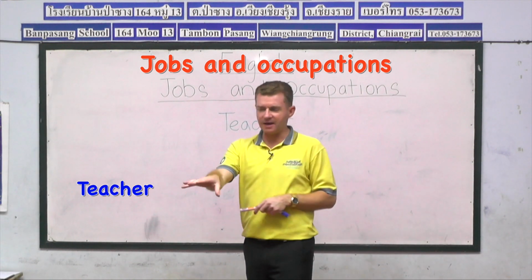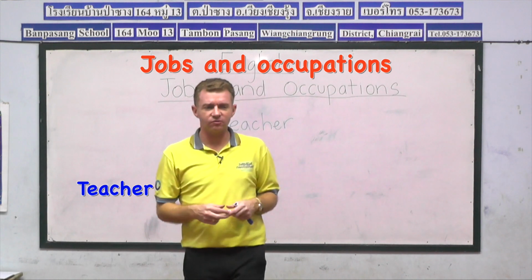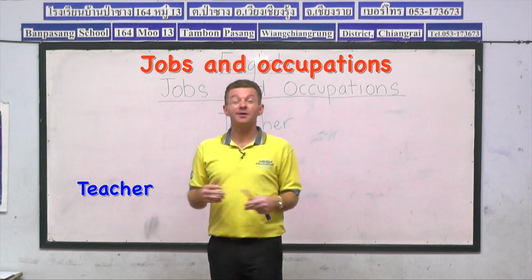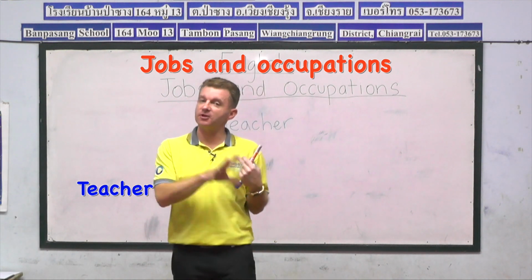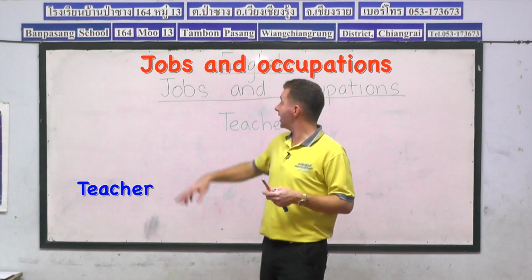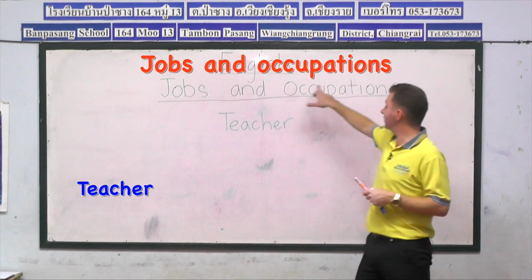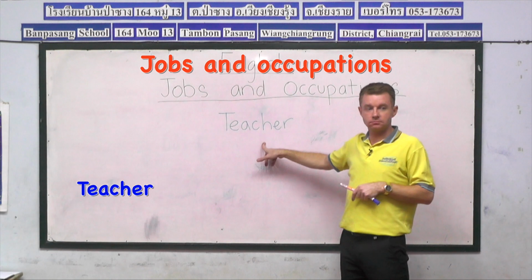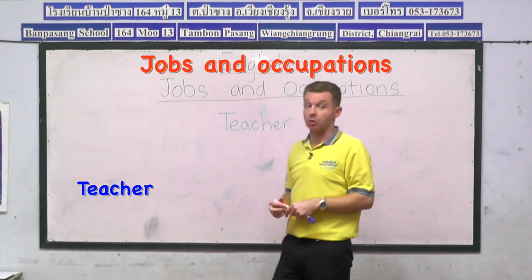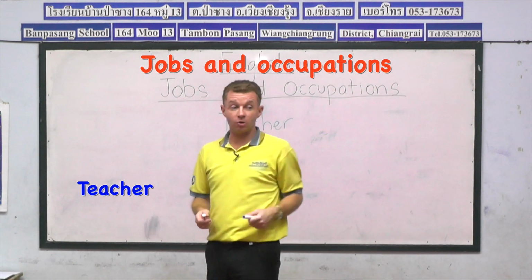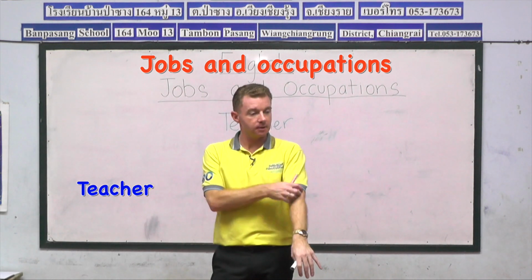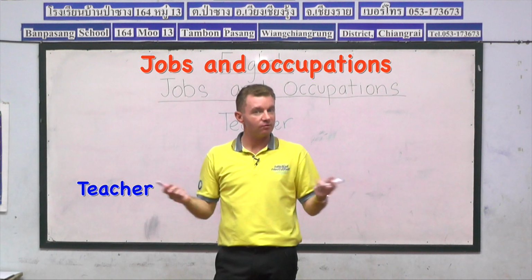Now, both words mean the same thing. You guys don't have jobs or occupations yet. You're children. You are studying at school. But now that I'm a grown-up, I've finished my studying, and now I have a job or an occupation, and that is teacher. So when you are all grown up, you will get your own jobs or occupations so that you can earn money to buy things for you and your families.